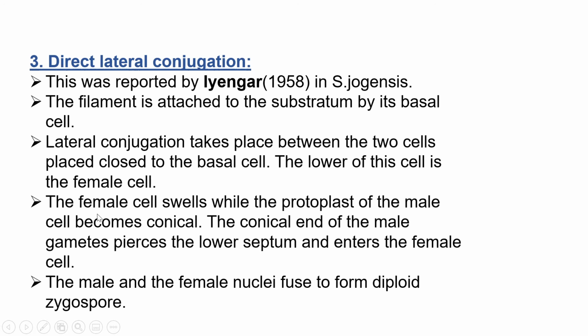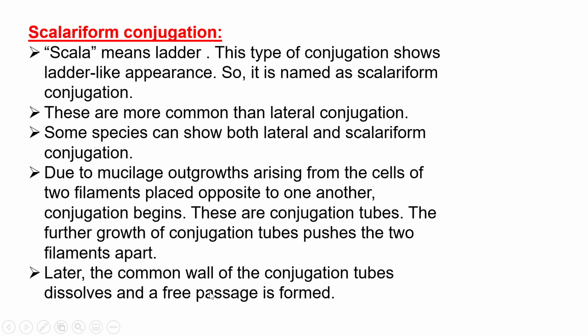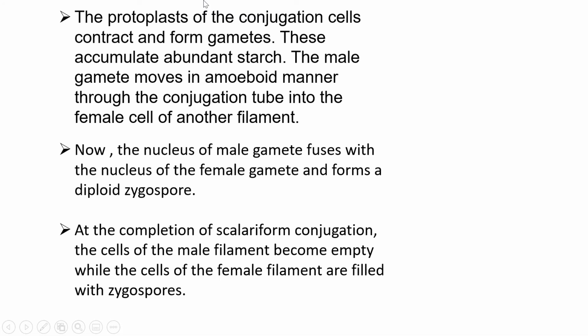The female cell swells while the protoplast of the male cell becomes conical. The conical end of the male gamete pierces the lower septum and enters the female cell. At the end, the male and the female nuclei fuse to form a diploid zygospore. This is very important. Then we will move on to another type of conjugation known as scalariform conjugation.